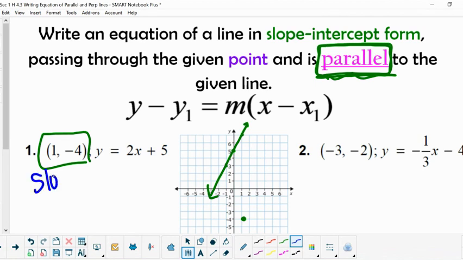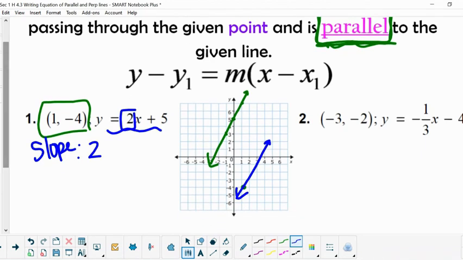So look at the equation of the line we know. What's its slope? 2. So if we're going to write a parallel line, what's the slope we have to use as well? 2. Okay, so that's what we know. Now we have everything we need. We've got slope and a point, so we have to start in point-slope form, because those are the two things we know. Let's plug it in.